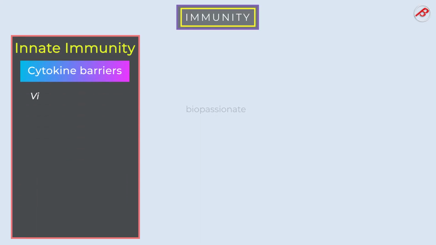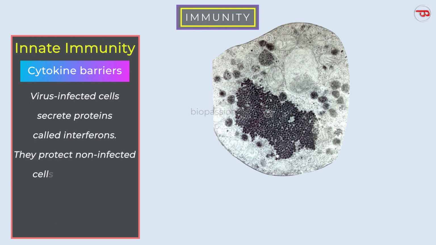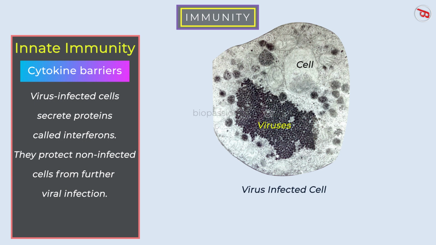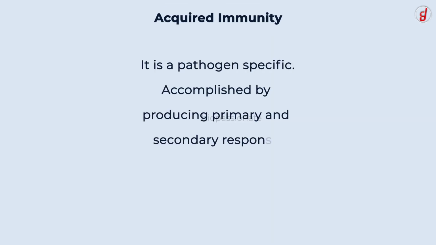Cytokine barriers: virus-infected cells secrete proteins called interferons. They protect non-infected cells from further viral infection. Another type of immunity is called acquired immunity. It is pathogen-specific, accomplished by producing primary and secondary responses.